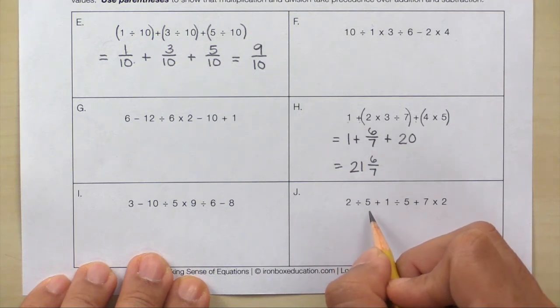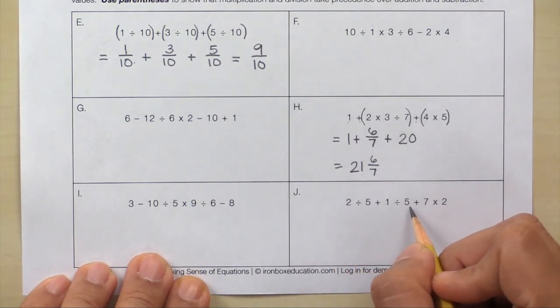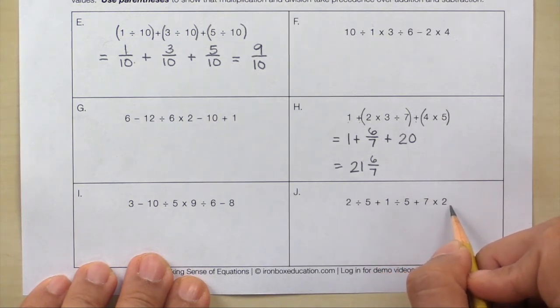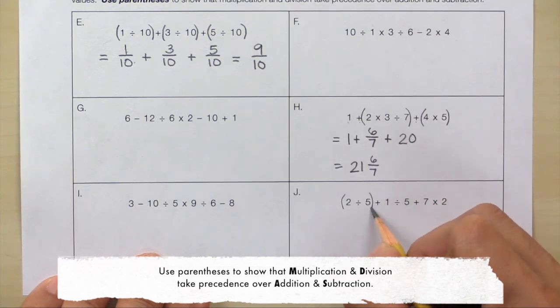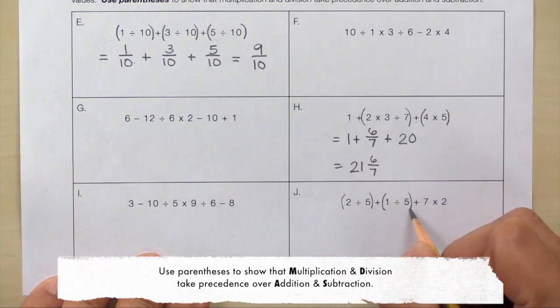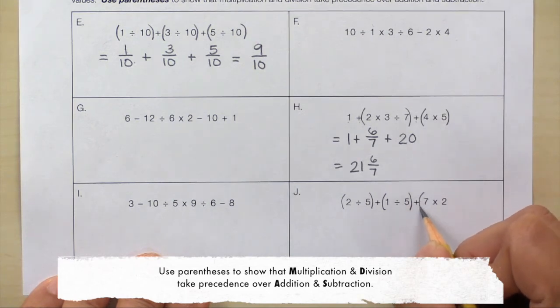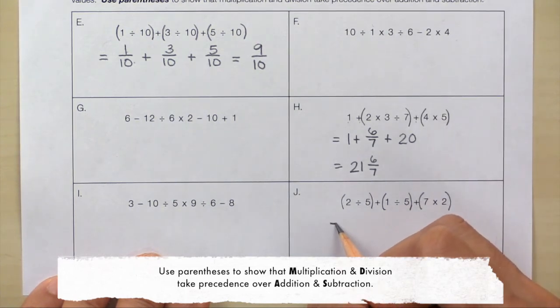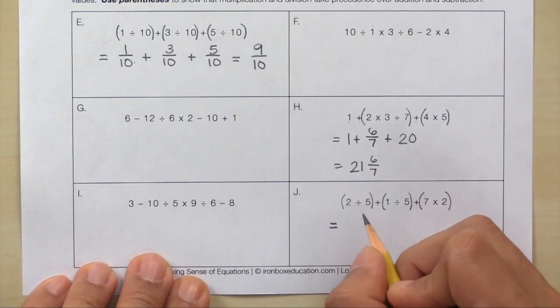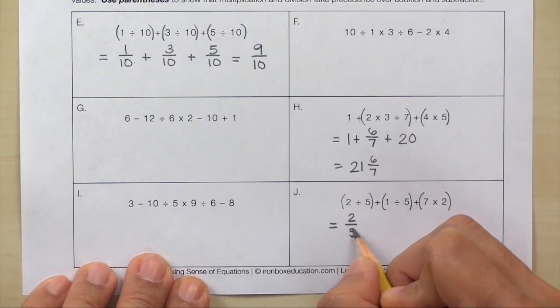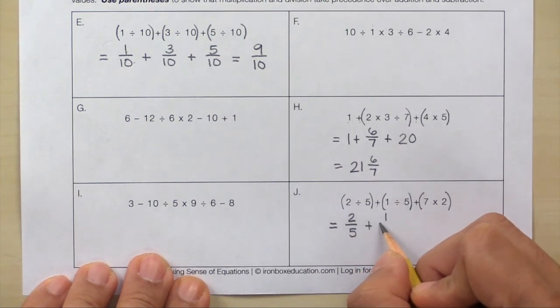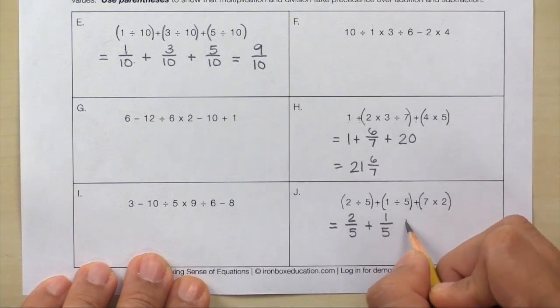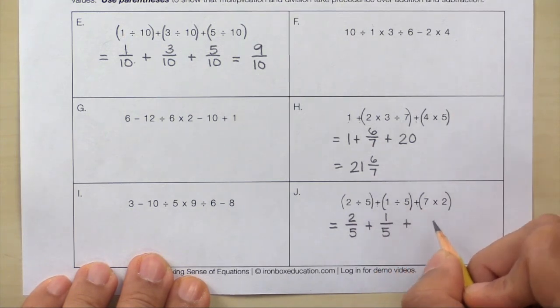Last example, box J. 2 divided by 5 plus 1 divided by 5 plus 7 times 2. Let's use parentheses. Here's 2 divided by 5 plus 1 divided by 5 plus 7 times 2. Next line. 2 divided by 5 is 2/5, plus 1 divided by 5 is 1/5, plus 7 times 2 is 14.